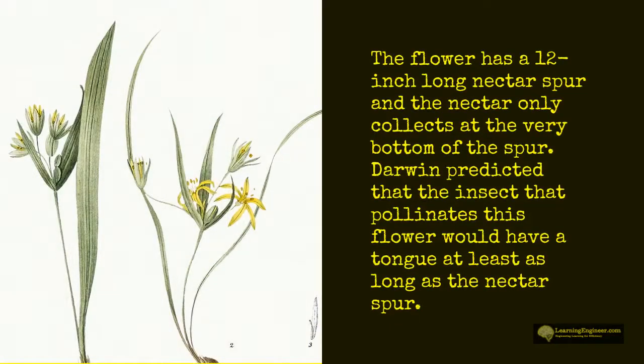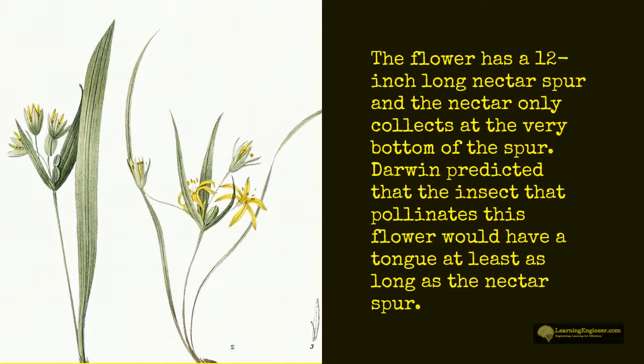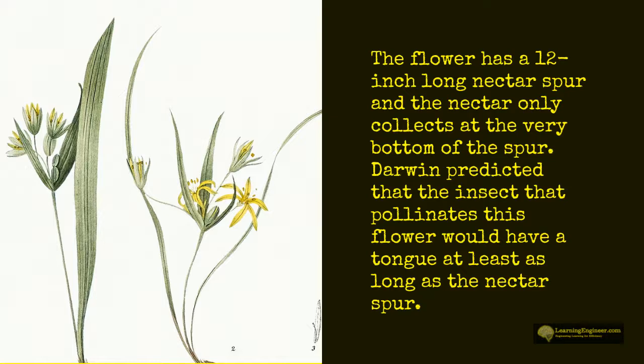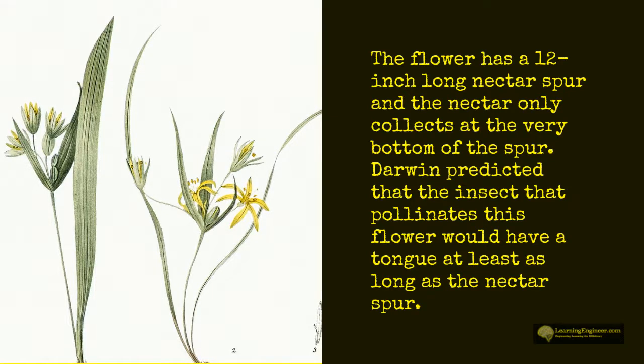The Star of Bethlehem orchid is a great example. The flower has a 12-inch long nectar spur, and the nectar only collects at the very bottom of the spur. Darwin predicted that the insect that pollinates this flower would have a tongue at least as long as the nectar spur.